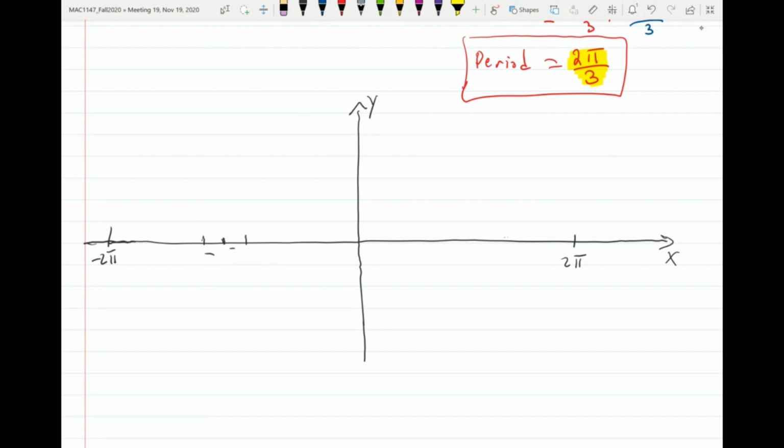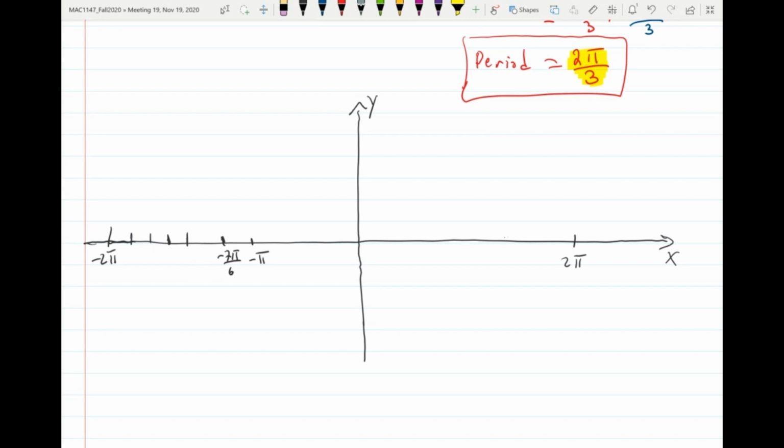Let me erase this. And rather, let me do this. 1, 2, 3, then 4. So this is going to be our negative 4 pi over 3. Then we're going to do one more time. So an extra one, this is going to be negative 7 pi over 6. And then here we're going to have negative pi. Okay. So let's worry about our main cycle, which is from negative 2 pi all the way up to negative 4 pi over 3.